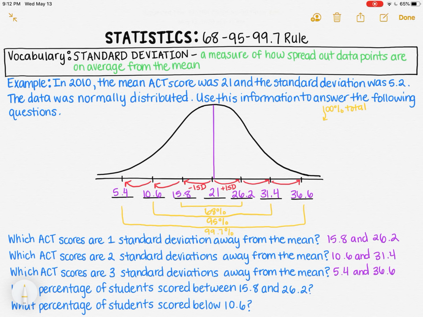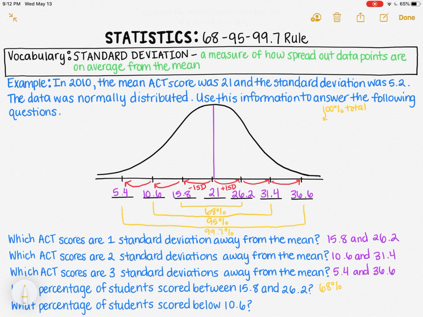So the question asked us what percentage of students scored between 15.8 and 26.2. Now this is just a quick application of our rule. We can see that 15.8 and 26.2 are both 1 standard deviation away from the mean. So 68% of students scored between these 2 scores.